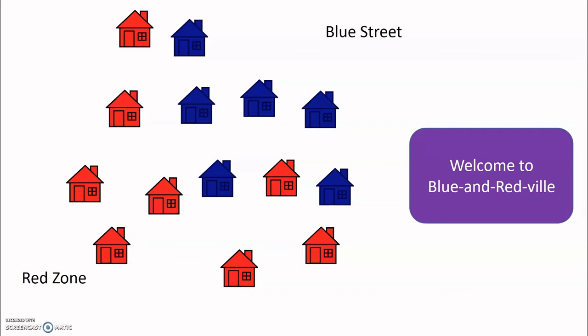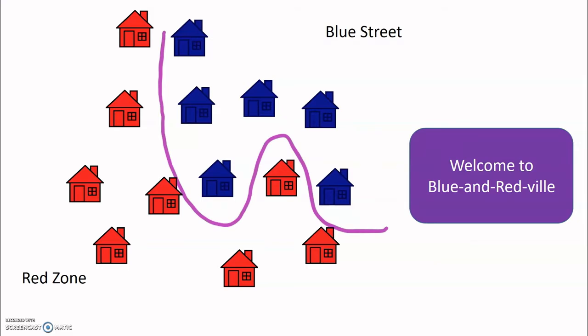We can see a kind of natural border that forms between these two communities. So if new houses are built far away from the border, we can easily guess what color they should be. If it's in the blue area, it should be blue. If it's in the red community, it should be red.